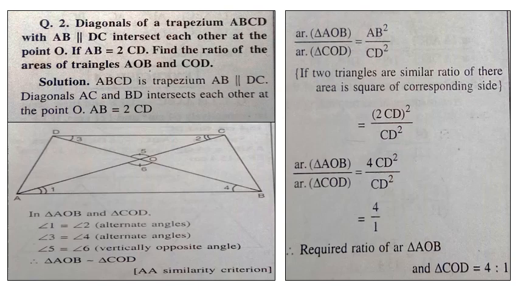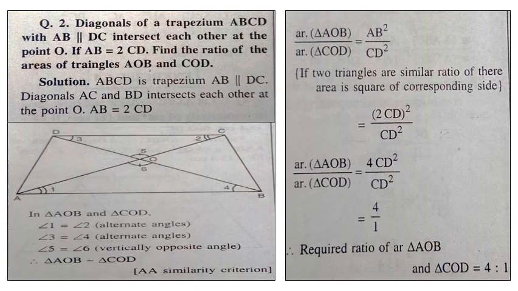According to Theorem 6.6, area of triangle AOB divided by area of triangle COD is equal to the square of the ratio of their corresponding sides. That is (AB/CD)², that is equal to AB² divided by CD².